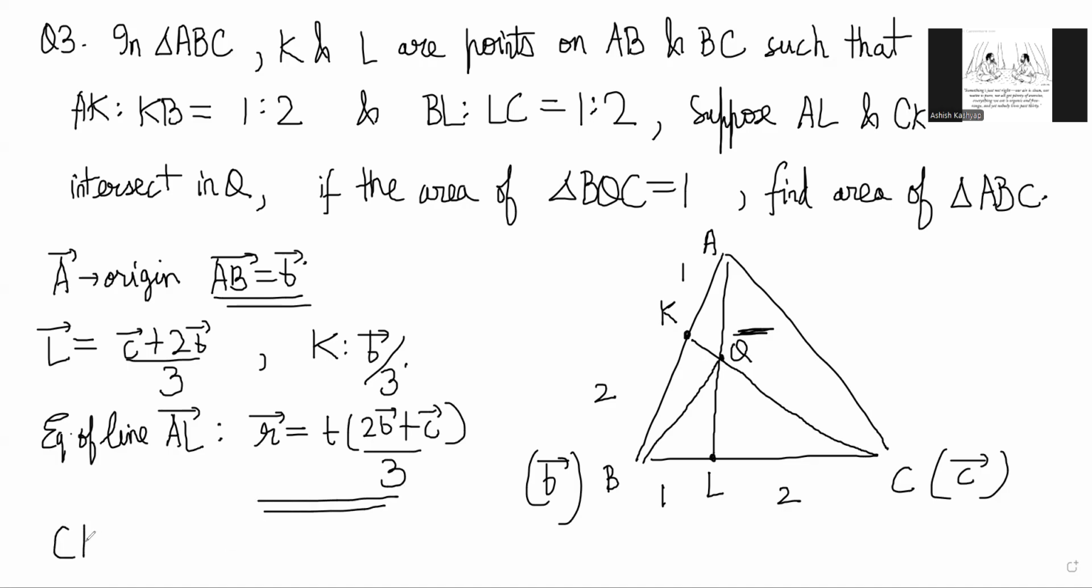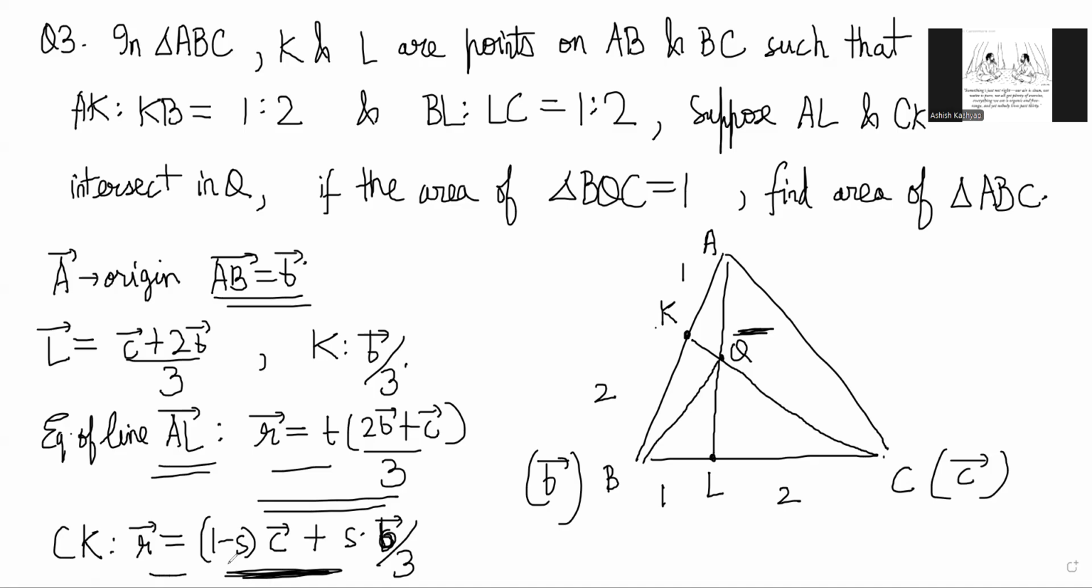And similarly, the CK line will be passing through C and K. So it can be written as r is equal to (1 minus s) C plus s times K. C is C by 3... K is B by 3, right? So this is my CK line, right? So lines CK and AL intersect at Q. If I intersect these two lines, I should get the coordinates of Q, right?